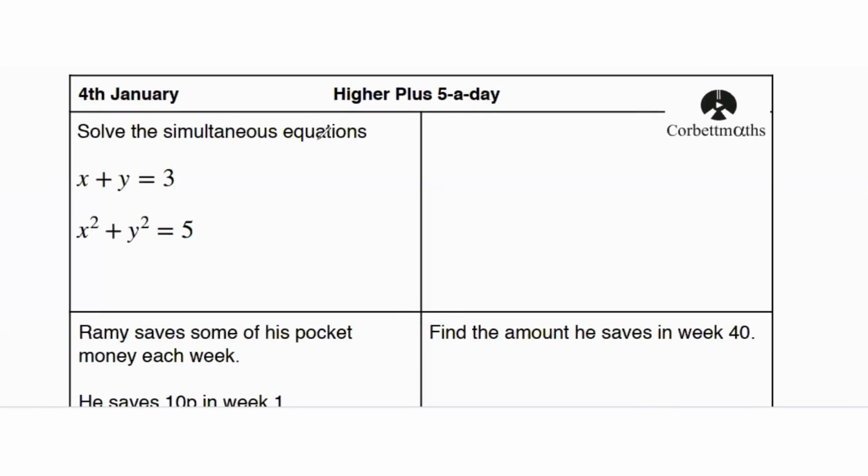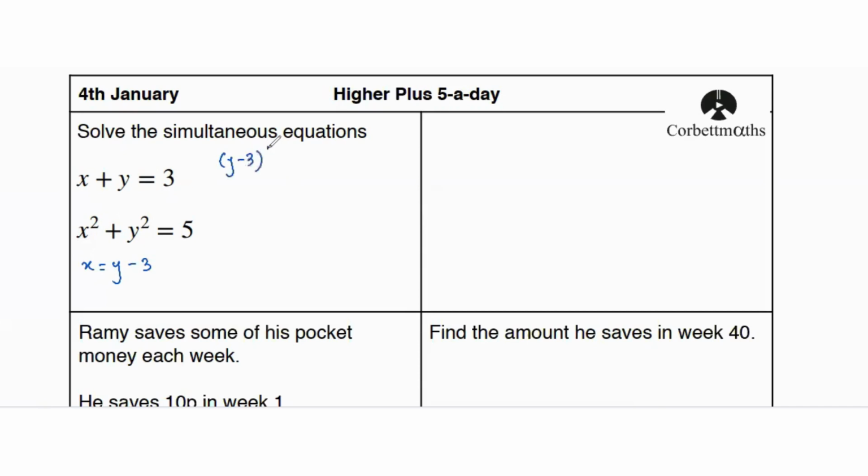Solve the simultaneous equations. First one is x plus y equals 3, and second is x squared plus y squared equals 5. So let's assume that x equals 3 minus y. So that means we replace x with y minus 3.